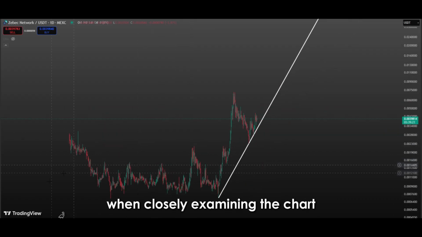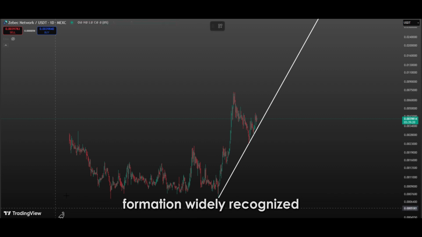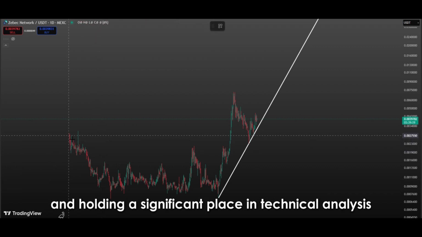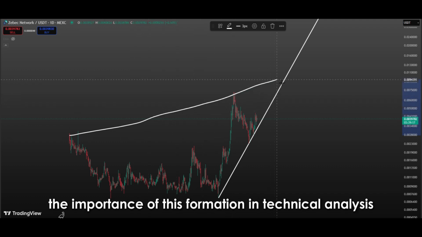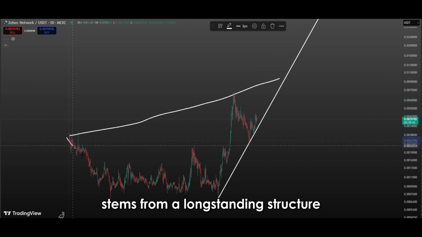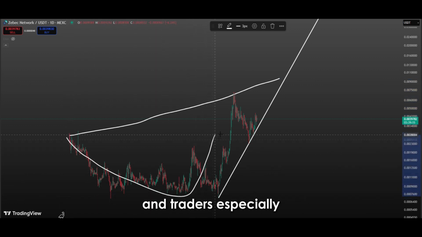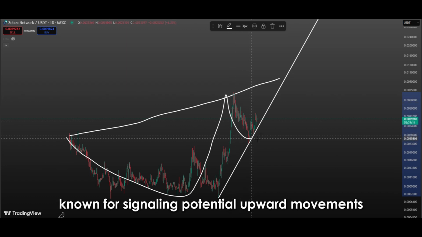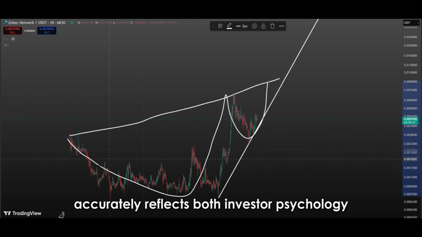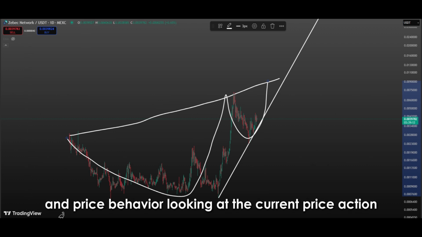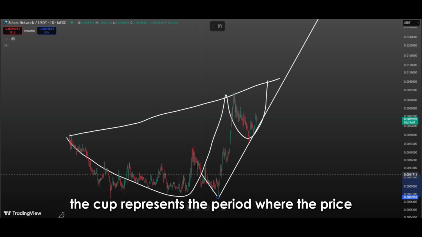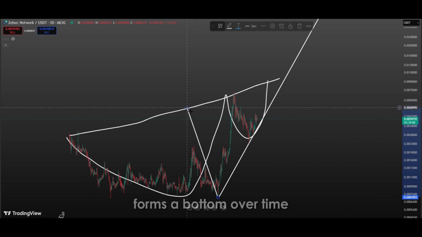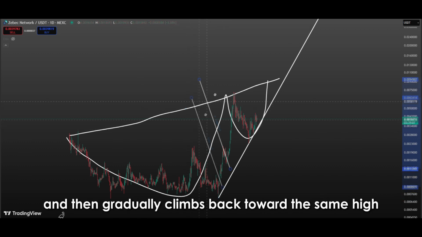When closely examining the chart, it is clearly observable that a cup and handle formation, widely recognized and holding a significant place in technical analysis literature, is gradually taking shape. The importance of this formation in technical analysis stems from a long-standing structure that has been widely accepted among investors and traders. Especially known for signaling potential upward movements, the healthy formation of this pattern accurately reflects both investor psychology and price behavior. Looking at the current price action, we can see that the cup portion of this structure is largely complete. The cup represents the period where the price, after a significant drop from a previous high, forms a bottom over time and then gradually climbs back toward the same high.